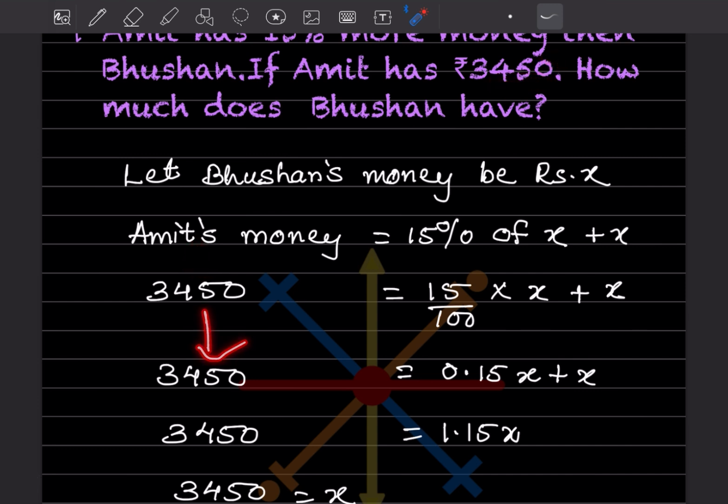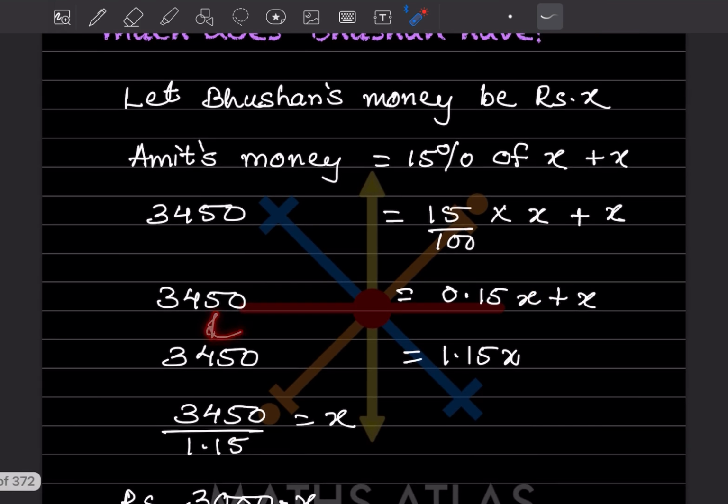So 3450 will be 15 divided by 100. We can write 15 with 2 zeros, which means you go backwards two places and put 0.15. So 0.15 into x, plus x. So x means this is 1. So 1 plus 0.15 means it will be 1.15x. Be careful with this one.